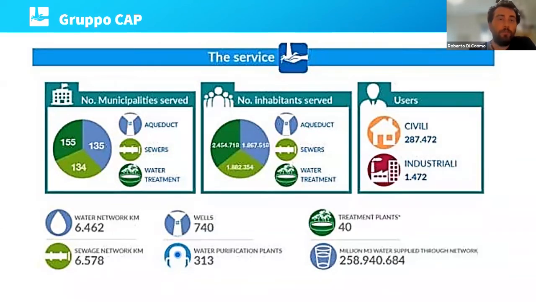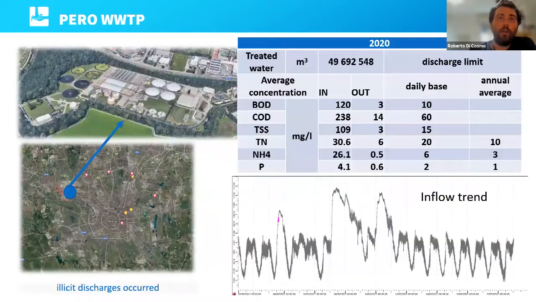And we decided to start this implementation of, I hope just the first one, implementation of the SENTRY sensors in one of our biggest plants, the second one. It's the Pero wastewater treatment plant in the northern area of Milan. It's 620,000 population equivalent, and we treat more or less 6,000 cubic meters per hour here.